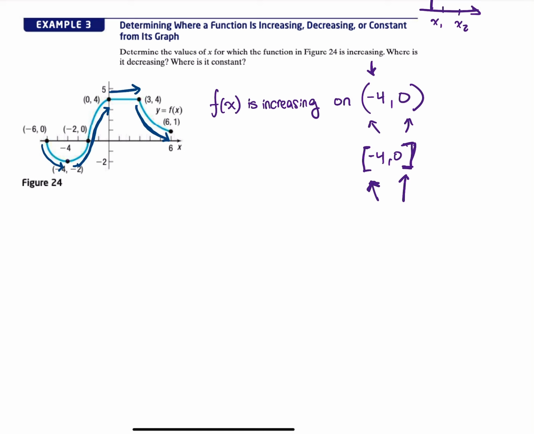So just as a heads up, I don't know if in the homework they're going to be looking for a closed interval specifically. The way I've learned this, I've learned to use open intervals for intervals of increasing or decreasing, just because it's going to end at some edge point, and you don't know the behavior beyond that edge point. So I'm going to use these open intervals here. All right, so increasing from -4 to 0. How about decreasing?